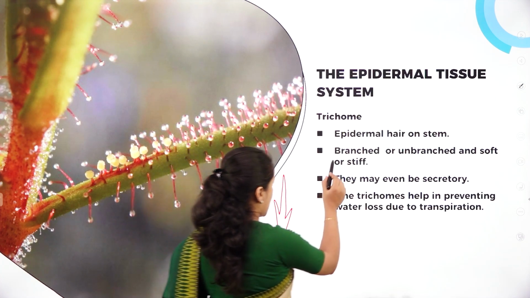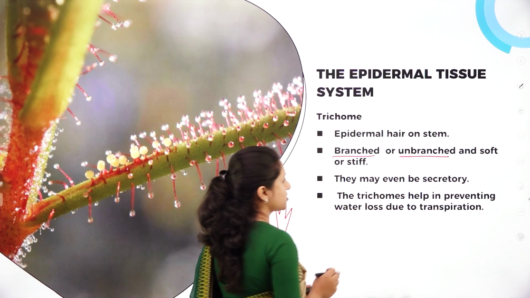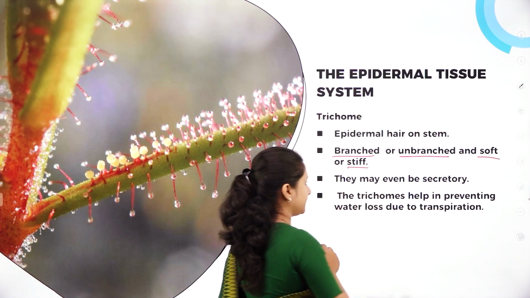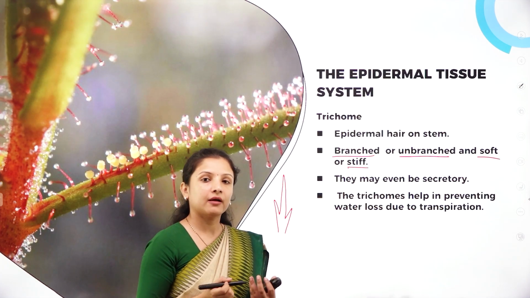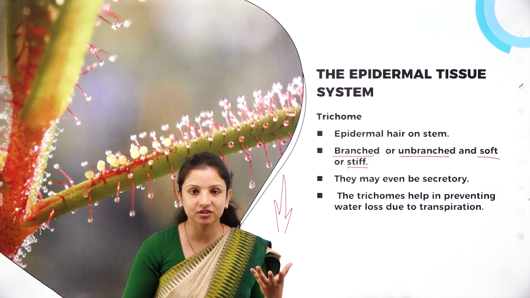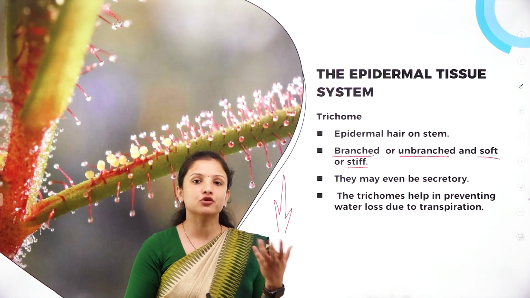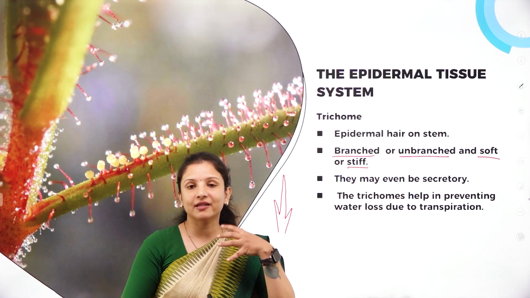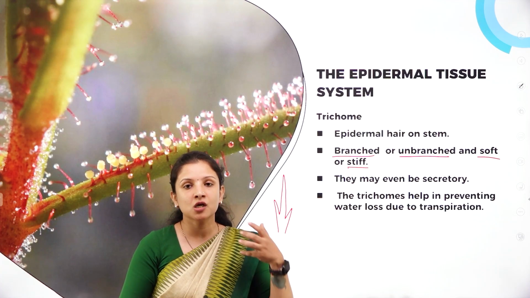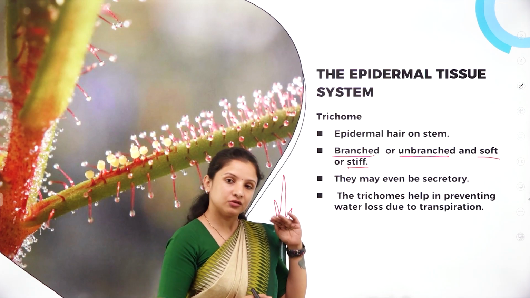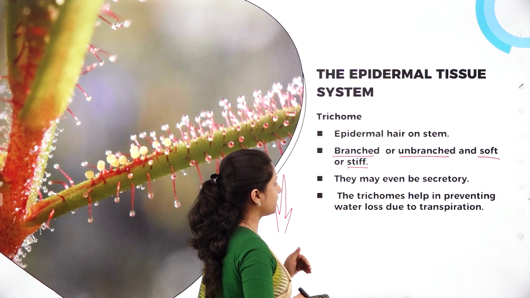And they can be branched or unbranched. They can sometimes be soft and sometimes stiff. And some of them can be secretory also. For example, we have an insectivorous plant called Drosera. The trichomes present in Drosera help in secreting juices which are very, very sticky so that the insect gets trapped. So therefore, they can be secretory in function also.